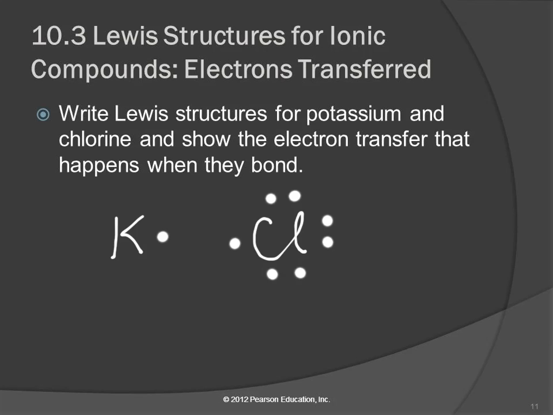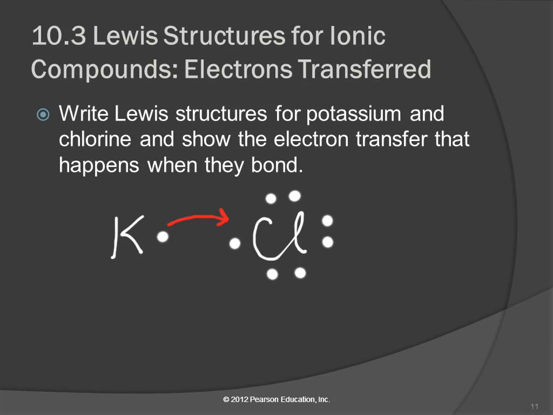And here's chlorine, and chlorine is saying, man, I've got 7 valence electrons. I am so close to looking like argon. I can taste it. I just need 1 more electron. And the potassium overhears him and says, hey, wait a minute. We can help each other out here. How about I give you this electron? And then we're both happy.